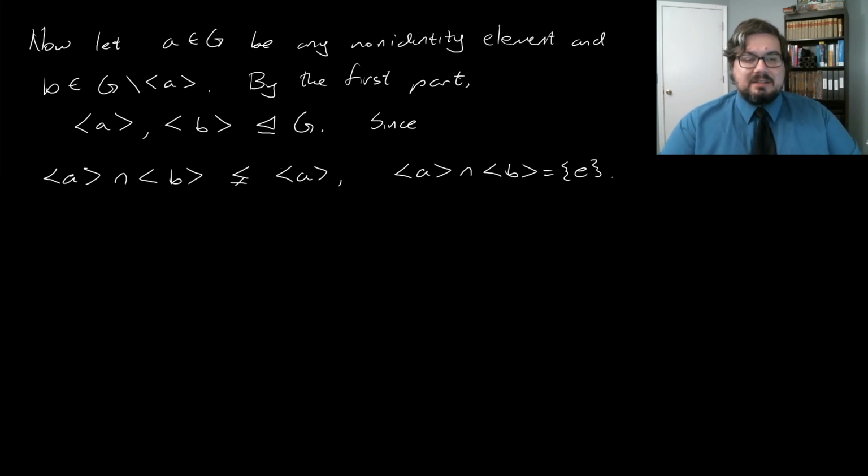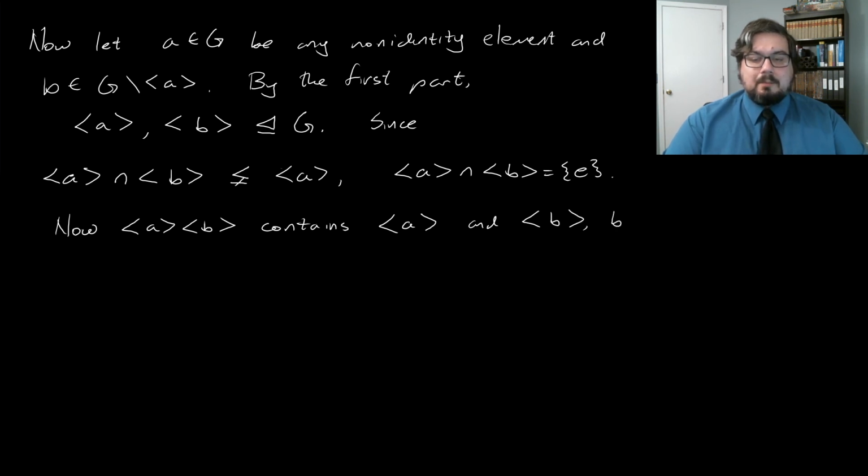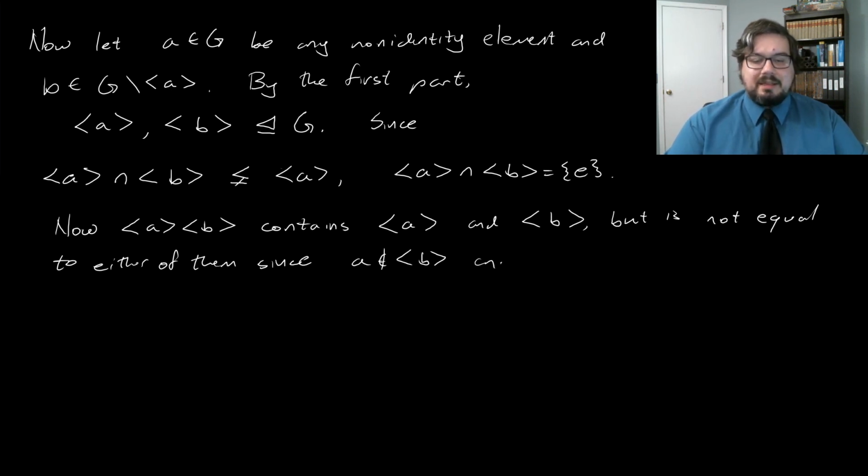All right, so the last thing we need to show is that G is equal to the product of the group generated by A times the group generated by B. Now, the group generated by A times the group generated by B certainly contains both the group generated by A and the group generated by B, but is not equal to either of them, since A is not in the subgroup generated by B and B is not in the subgroup generated by A.